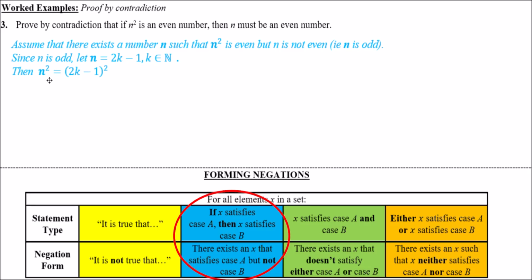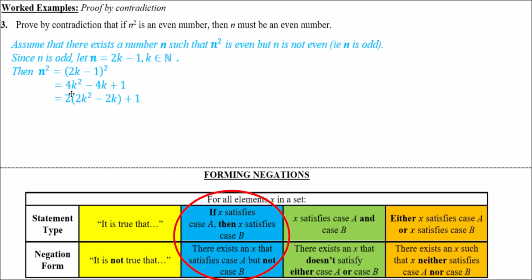Now, let's square both sides. So n squared equals 2k minus 1, all squared. Let's expand out these brackets. That gives us 4k squared minus 4k plus 1. We can now, if we want to, factorise out a 2 from these first two terms. So partially factorising this gives us two lots of 2k squared minus 2k, but then plus 1 on the end.